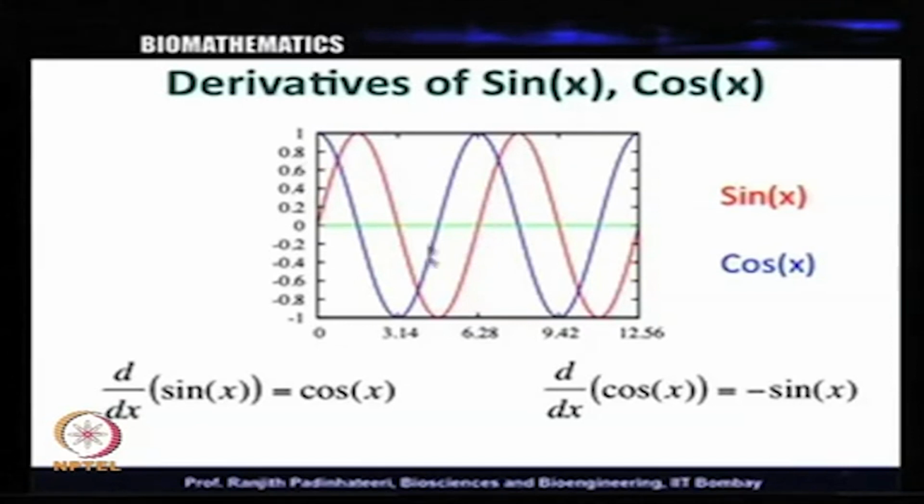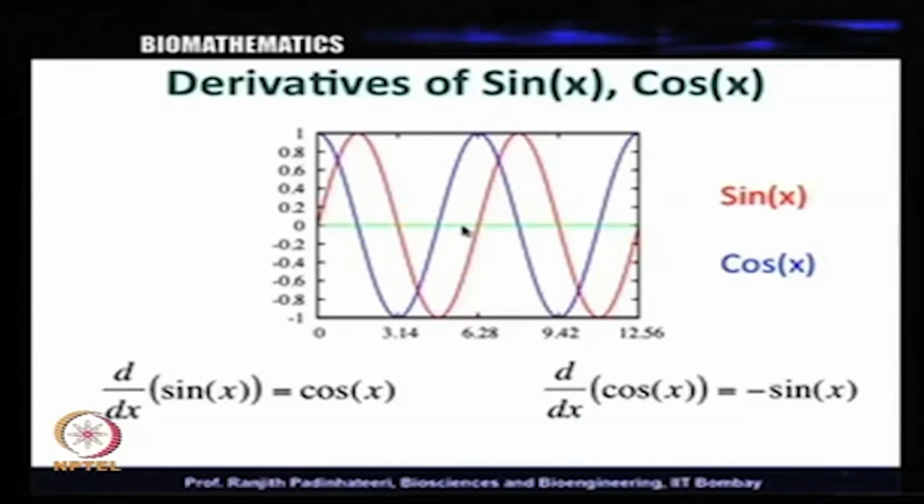You can see that the red curve represents sin and the blue curve represents cos of x. Look at it, for 0, cos 0 is 1. So, starting from 1, cos pi by 2 is 0, cos pi is minus 1, and cos 2 pi is plus 1. So, the blue curve represents the cos of x and the red curve represents sin of x.